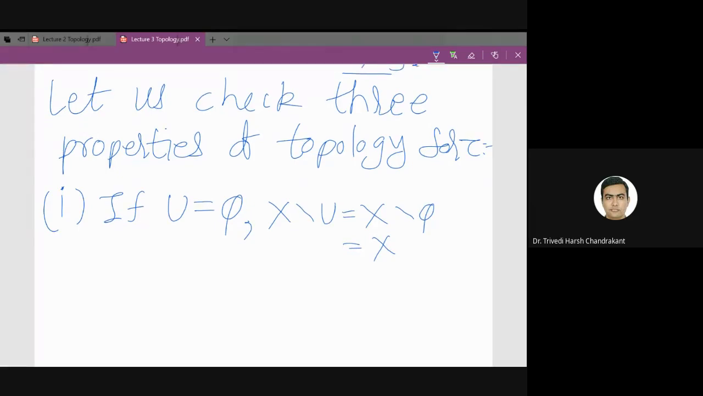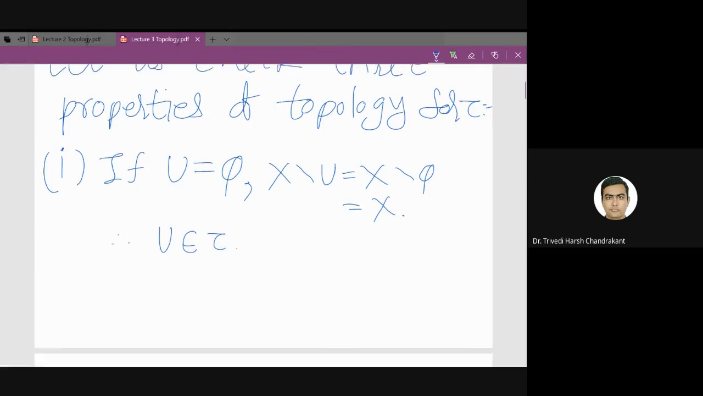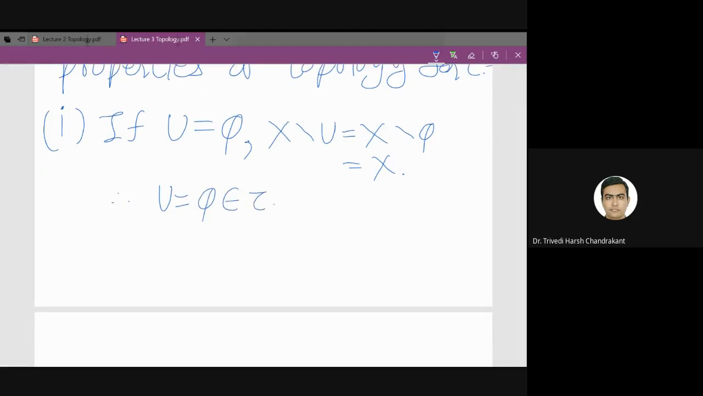So that means what? Therefore u belongs to tau. So the first condition is satisfied: phi is an element of tau.